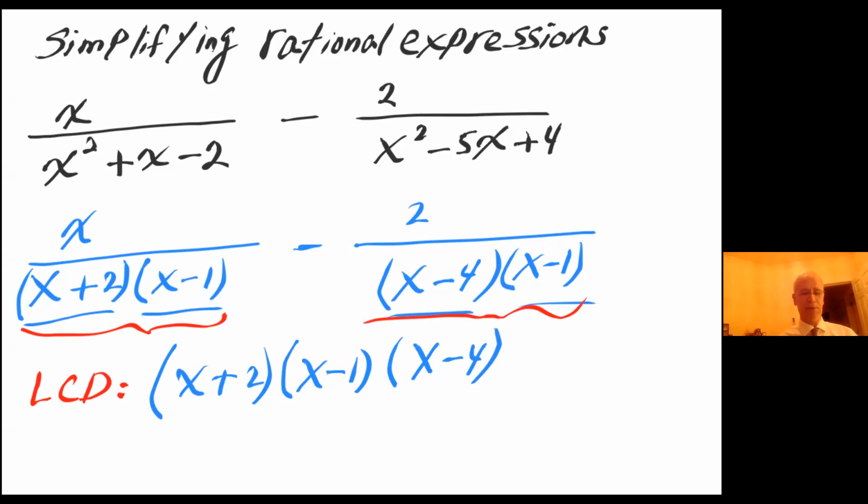Just like numbers, let's say you want to know the LCD of 2, 3, and 4. Well, the least common denominator is going to be 12, because 12 is divisible by 2, 12 is divisible by 3, and 12 is divisible by 4, and it's the smallest number that is divisible by all three of them. Let me go to the next page.